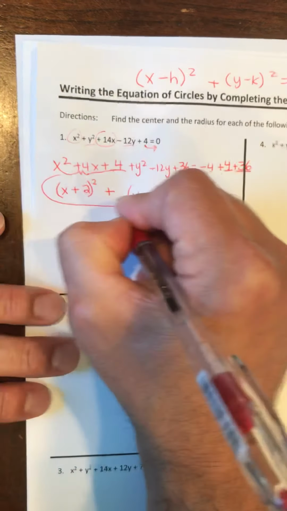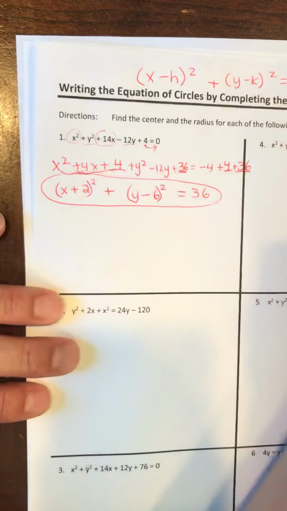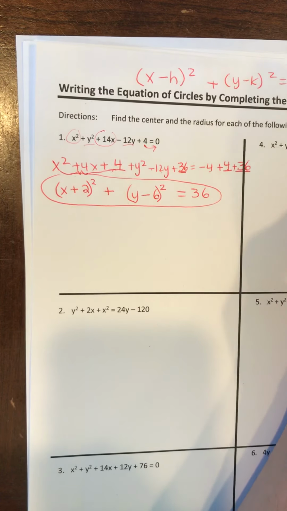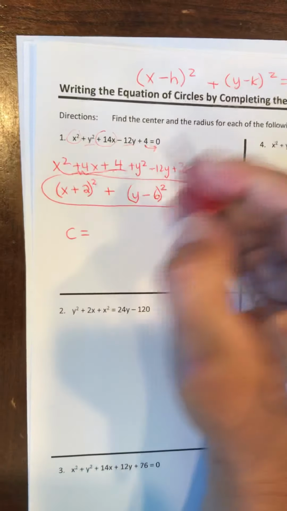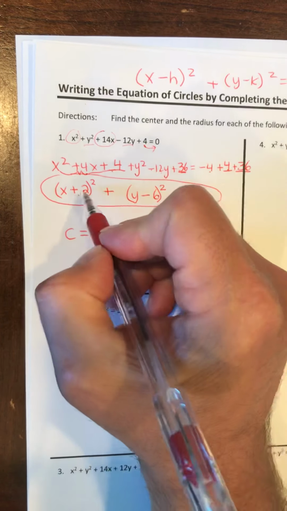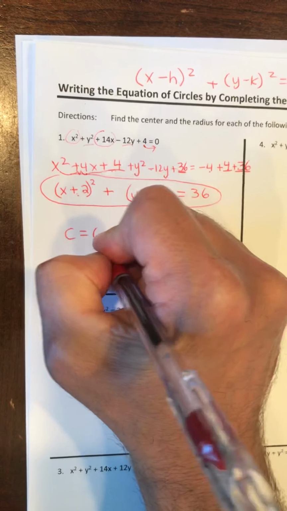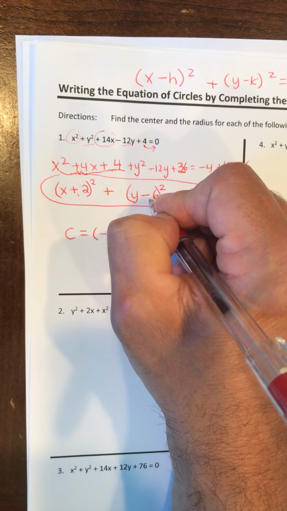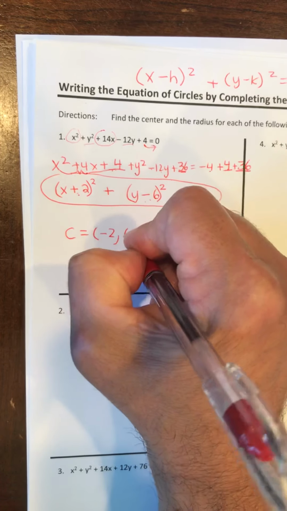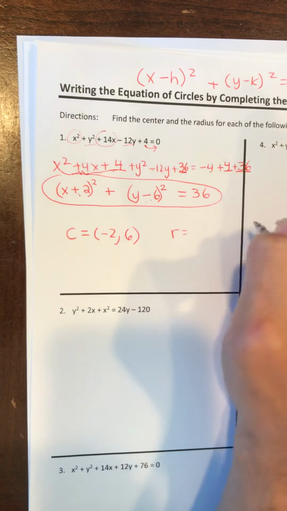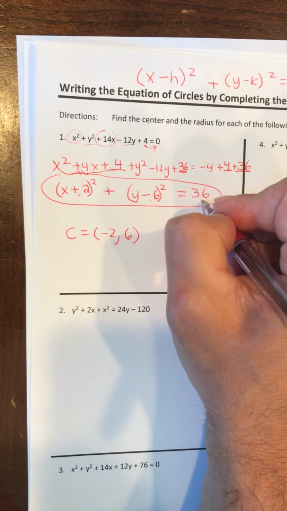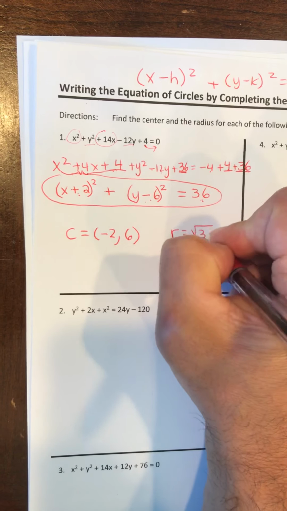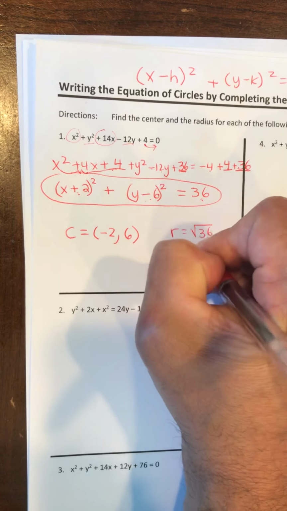So now this is our equation in vertex form, right? Just like before, our center is the opposite of these numbers. So this is positive 2, the x value is negative 2. This is negative 6, so the y value is positive 6. And remember, this is the radius squared. So our radius is the square root of 36, or 6.